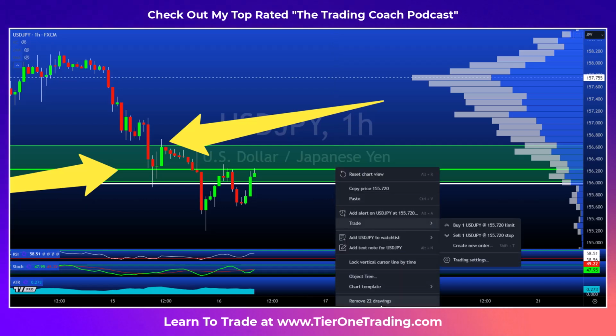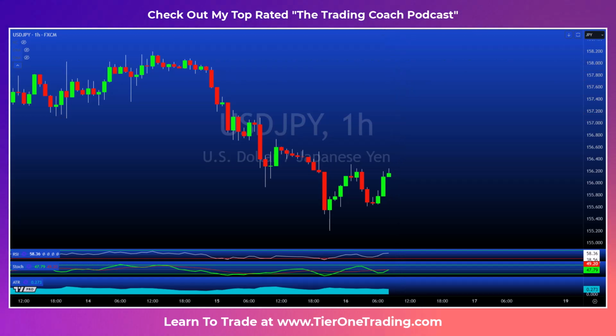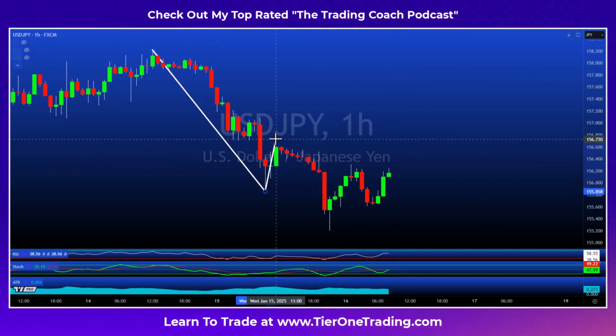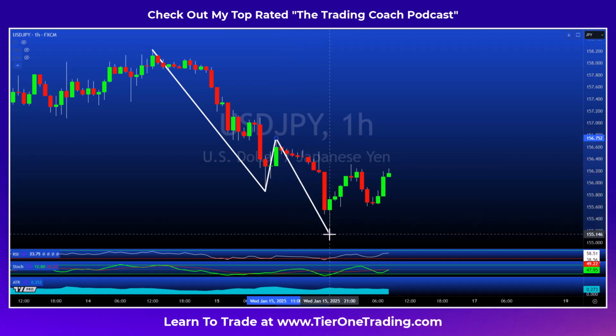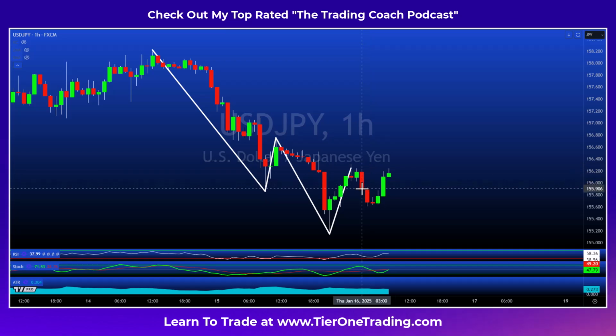I'm going to delete our stuff here, give us a fresh chart. We had our break and close here, right? Here was our move down, zoop, and then our move up, zap, and then our break and close below here, and then this was our pullback, right? This would have been a nice entry right here.